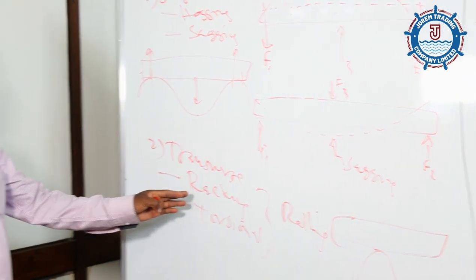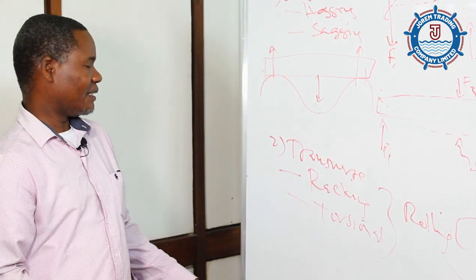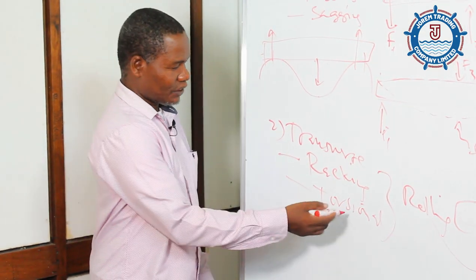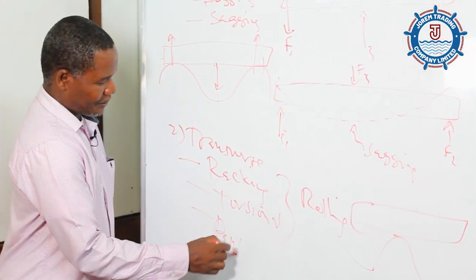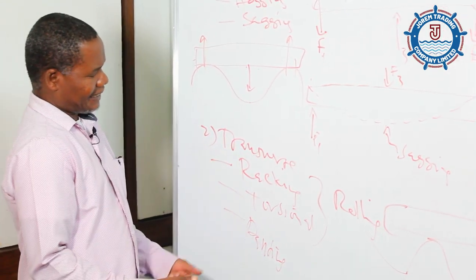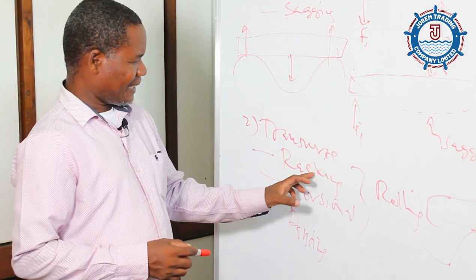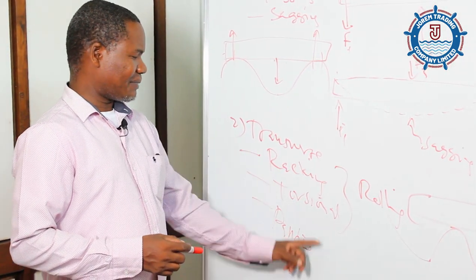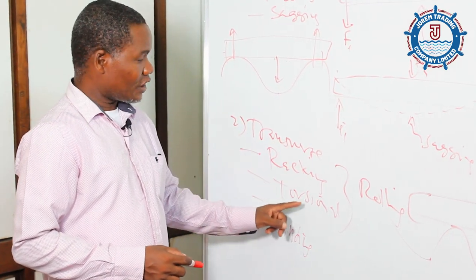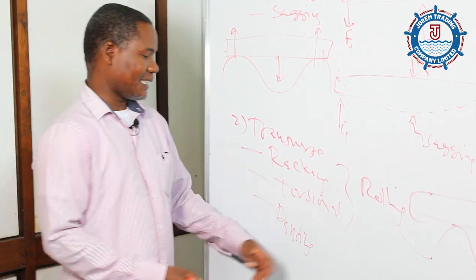But with the transverse stresses, raking, torsional, and of course, you can have also panting to a certain extent, but mostly raking, this also sometimes comes to the localized stresses. But in most cases, we have the raking and torsional stresses, which are mainly caused by rolling, because this panting is not caused by rolling.